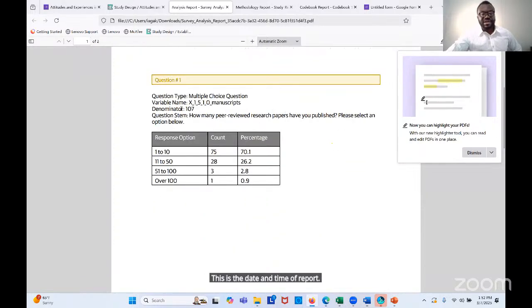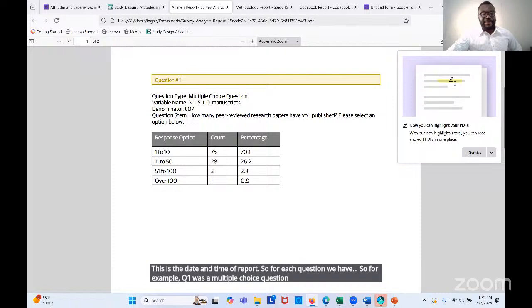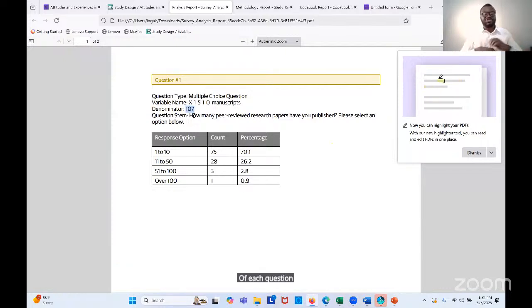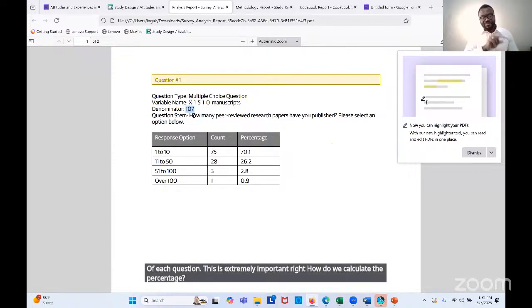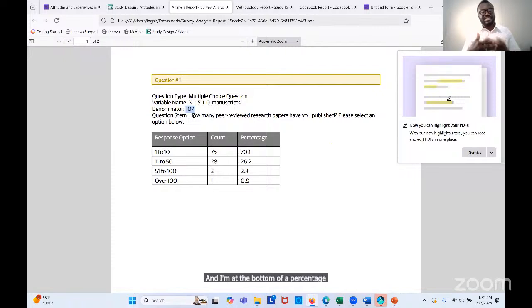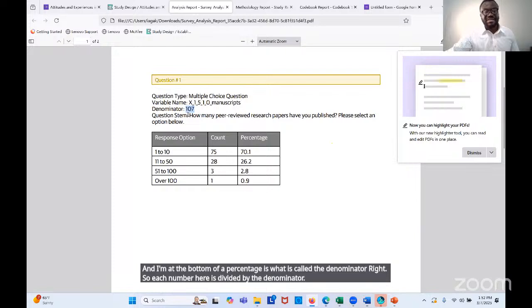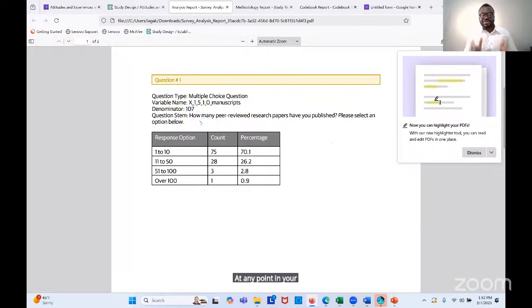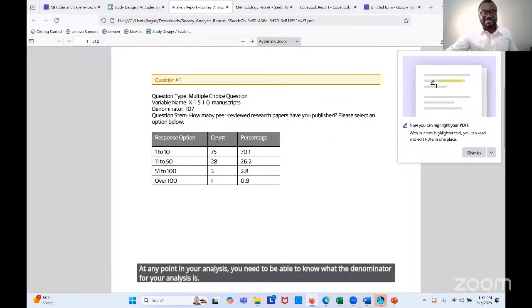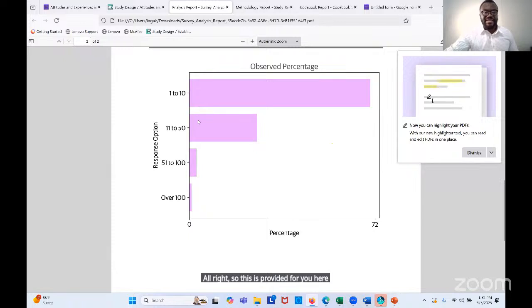So for each question, for example, Q1 was a multiple choice question. The denominator was 107. It is very important for us to know the denominator of each question. This is extremely important, right? How do we calculate the percentage? Well, the number at the bottom of a percentage is what is called the denominator, right? So each number here is divided by the denominator. At any point in your analysis, you need to be able to know what the denominator for your analysis is, all right? So this is provided for you here, and of course with the visualization of each.